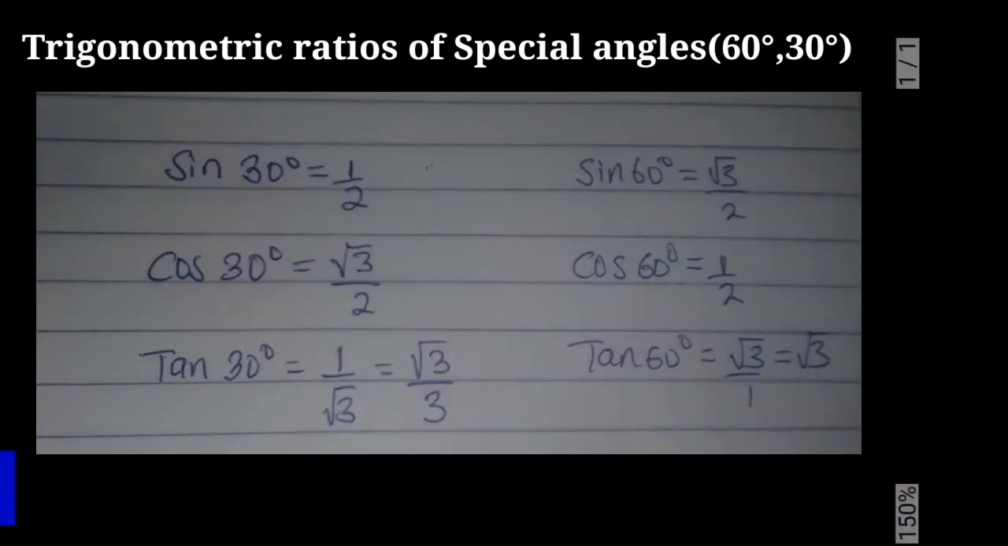Look at these values on your screen. These are special angles, trigonometric ratios. In this video, that's what I'm going to be proving. Let's begin. The two angles we are considering are the angle 30 and the angle 60.